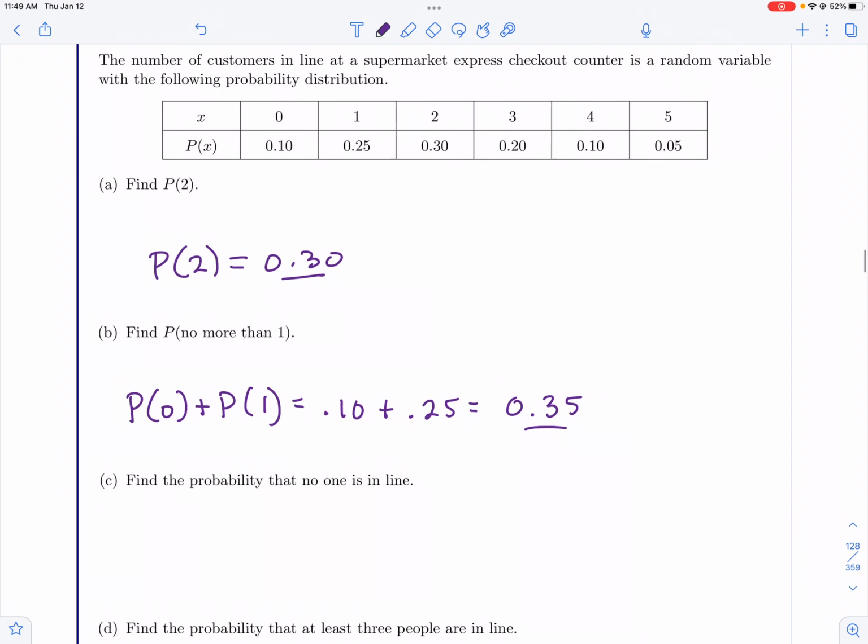All right, so let's look at C. Let's find the probability that no one is in line. So that's just a fancy way of saying what's the probability of 0. And so we can see that that's 0.10.